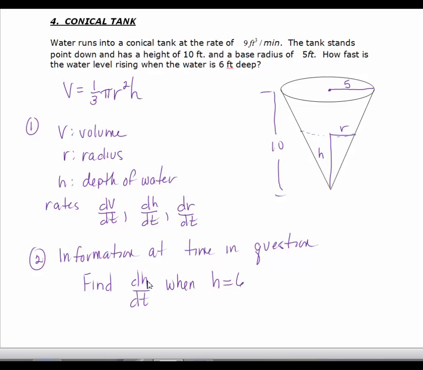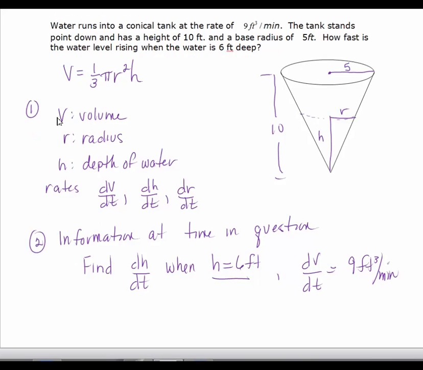Now, we want to find dH/dt when H is 6, and H is equal to 6 feet just at that moment, at one moment. That's constantly changing. We also know that dV/dt is equal to 9 feet cubed per minute, and that's true throughout the problem. We've got the formula V equals 1/3 pi r squared h, and we know dV/dt.